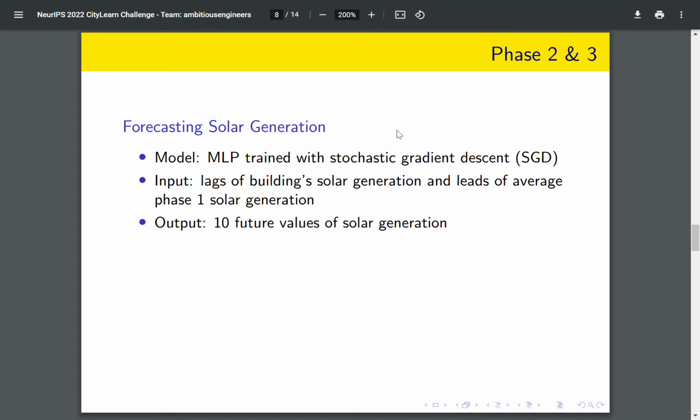But the reason why I think it helped in this case is because if you look at the solar profiles, they're all highly correlated with each other, and it's probably because these buildings were probably at the same location.